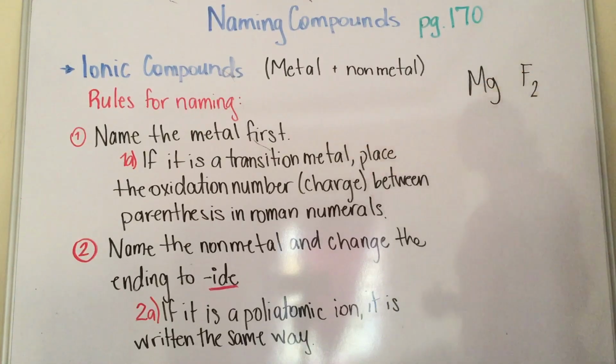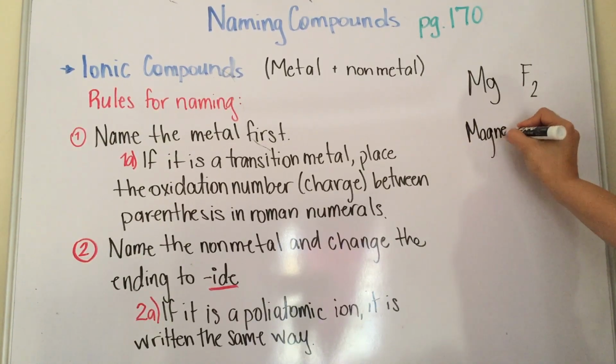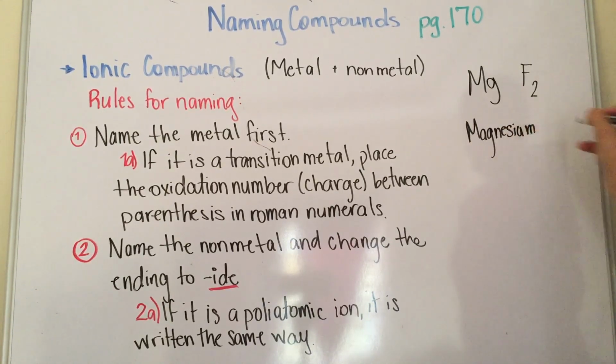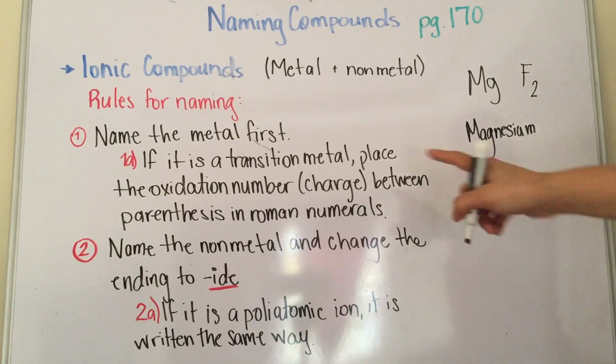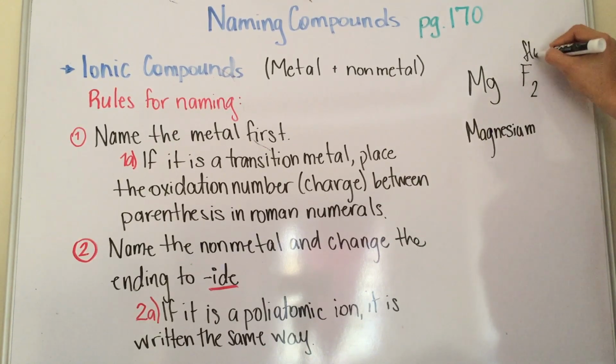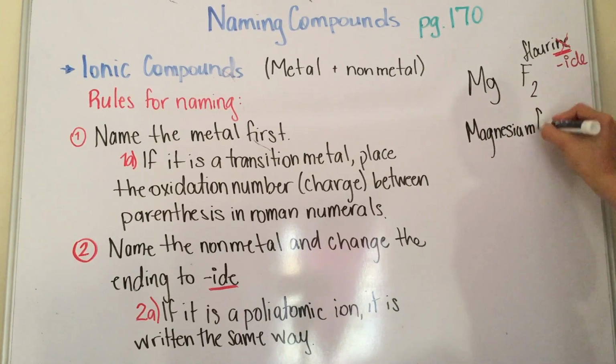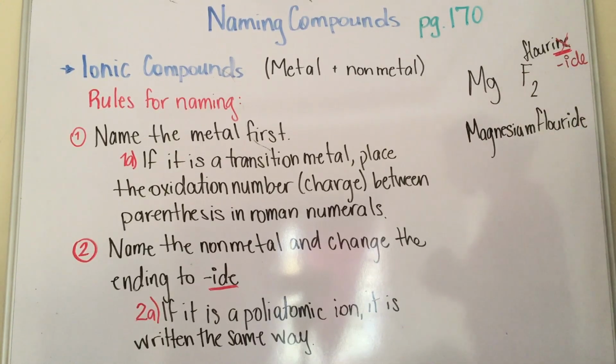All right, now how am I going to name this? My first rule is name the metal. So I'm going to name my metal magnesium. Is magnesium a transition metal? No, so I don't put a Roman numeral. And then I have fluorine. And the rule tells me that I'm going to change the ending to "ide." So this I'm going to eliminate and I'm going to change it to "ide." So the name of this chemical compound would be magnesium fluoride. And that's how you name this first example that I made here.